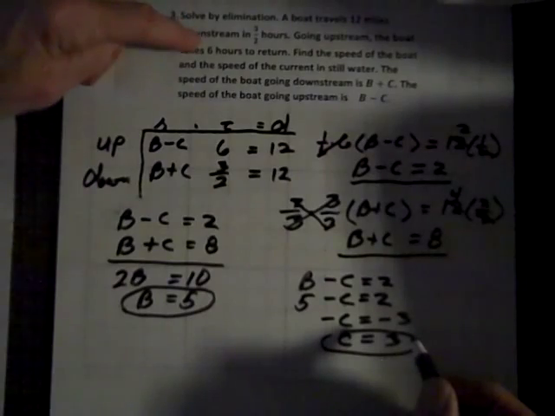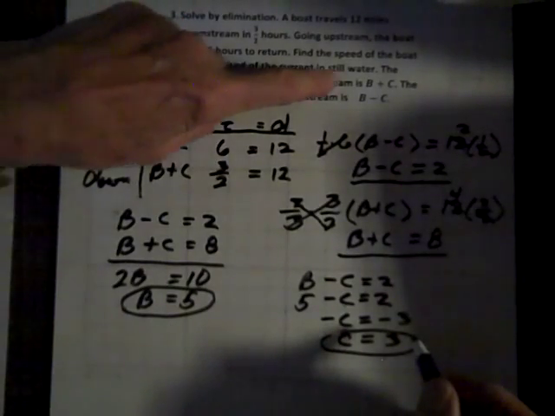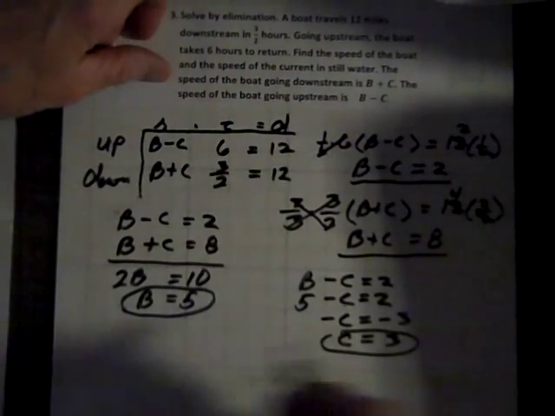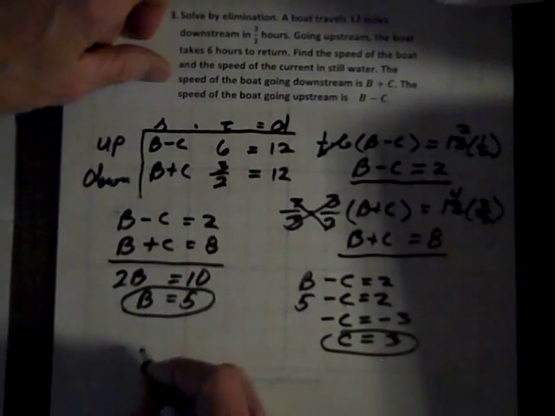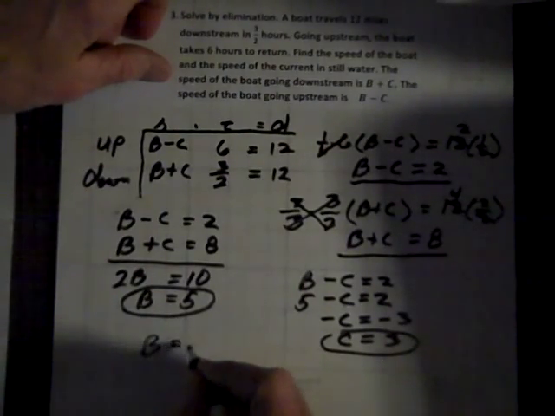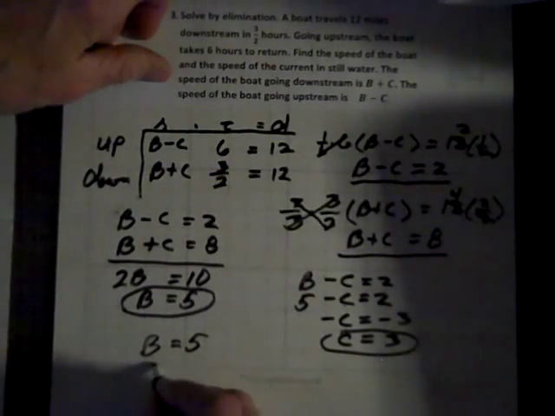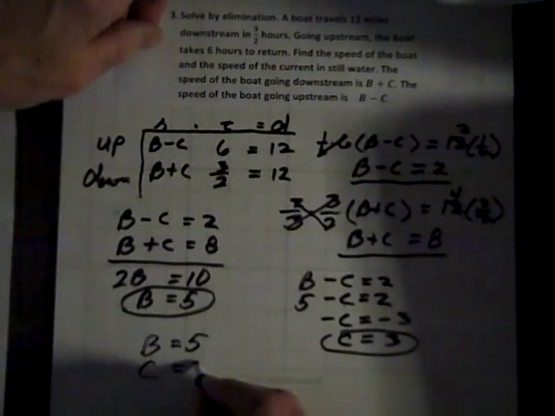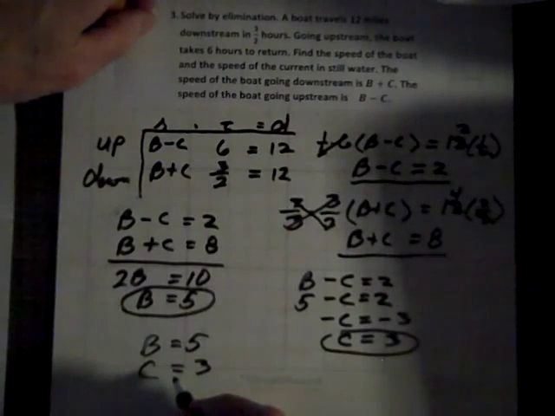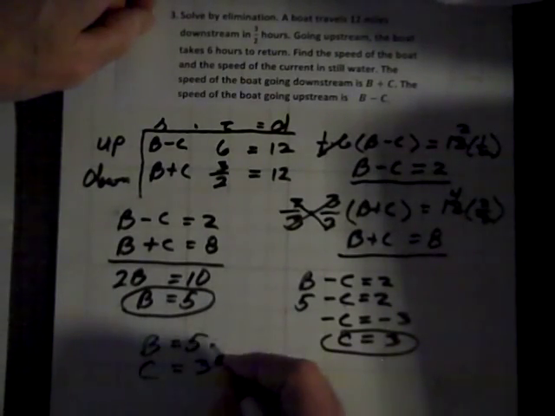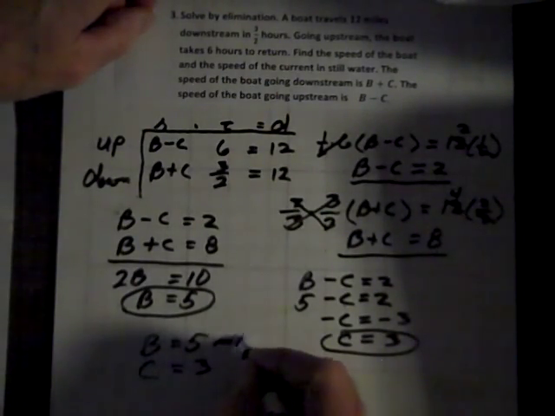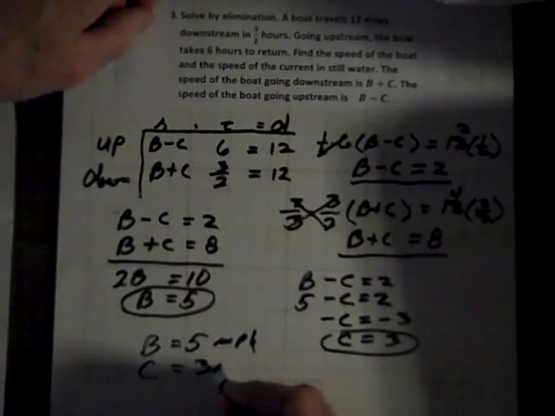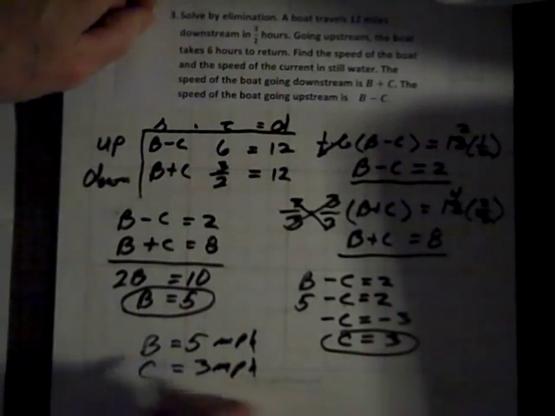Find the speed of the boat and the speed of the current in still water. Well, the speed of the boat in still water is b equals 5, and the speed of the current is c equals 3. And those are in miles per hour. Miles per hour. And we're done.